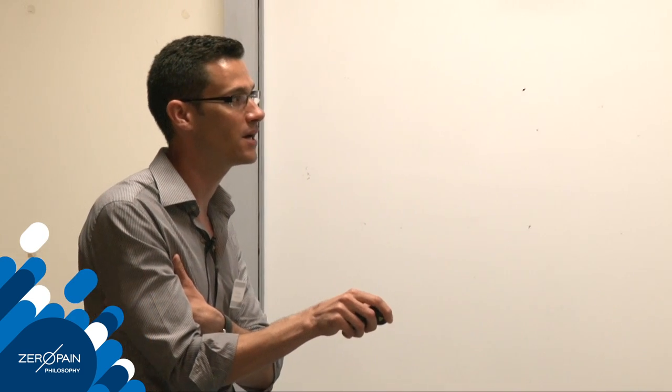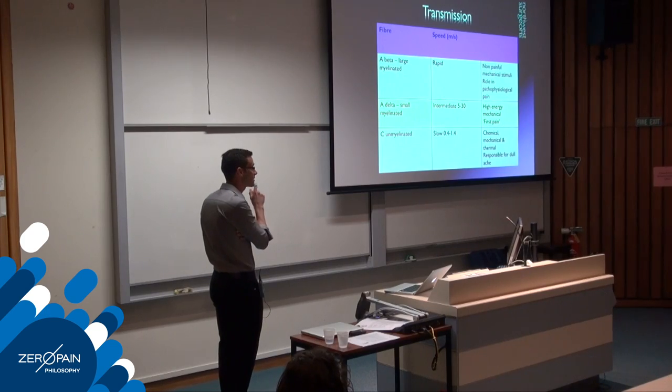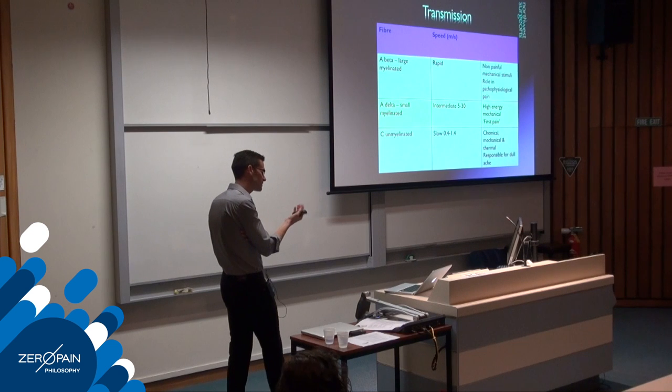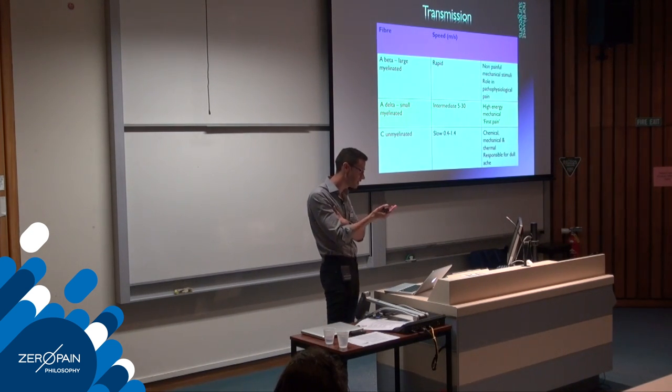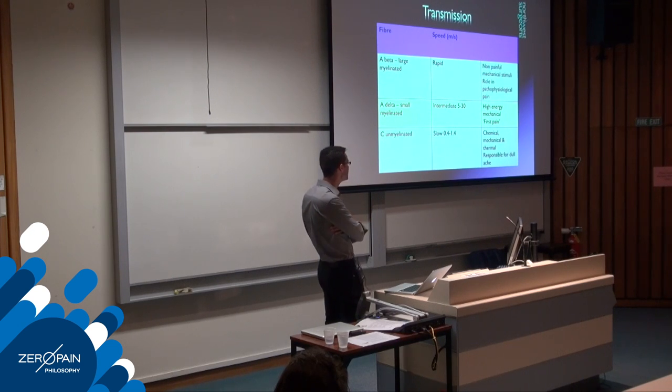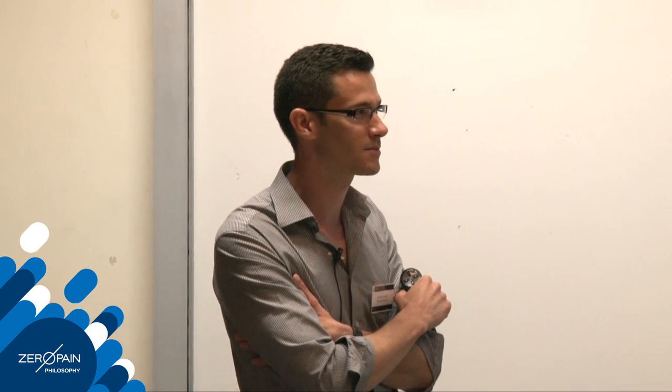The C, the unmyelinated fibers, they transmit quite slowly, and it's activation of those C fibers that causes the dull ache that you feel, the after effect you feel after pain. So I think if you've been into hospital, you've had, say, orthopedic surgery, you might not feel that intense shooting pain, but you just have that really horrible dull ache, and that's your C fibers that are entirely responsible for that.